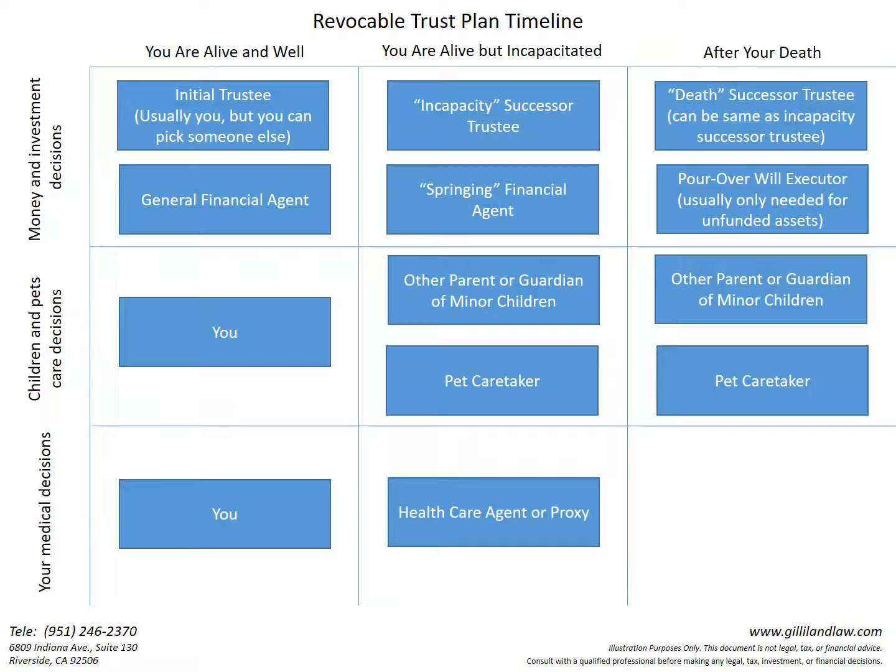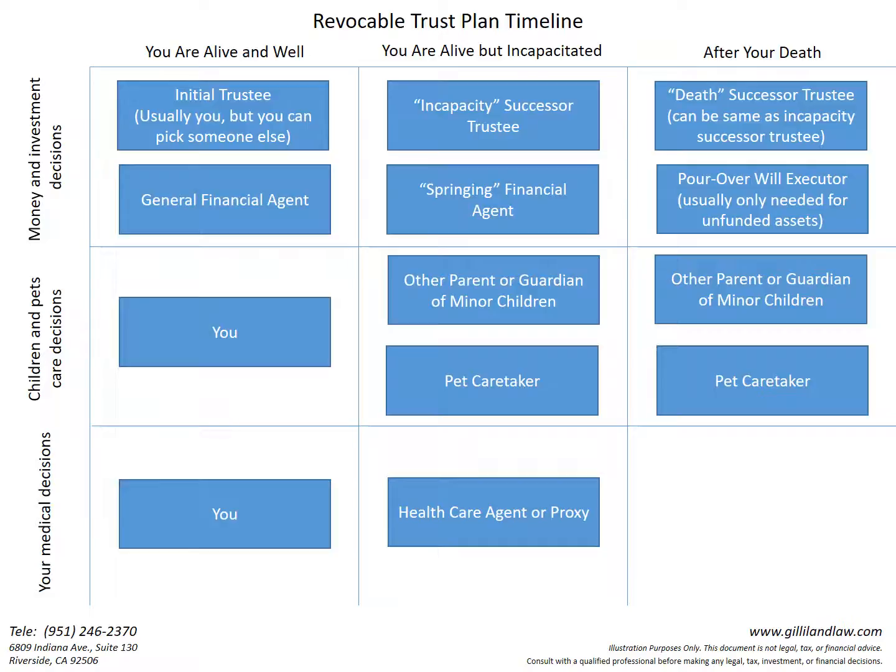Why this is important is that when you think about that second little blue box in the column, the springing financial agent, you may have different children or different individuals who have different talents. You may want one individual making your financial decisions, but another individual making your health decisions. That's not atypical. That happens quite a lot in families. Or you may want all your children to make those decisions.